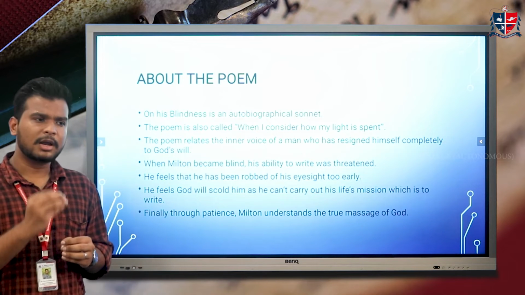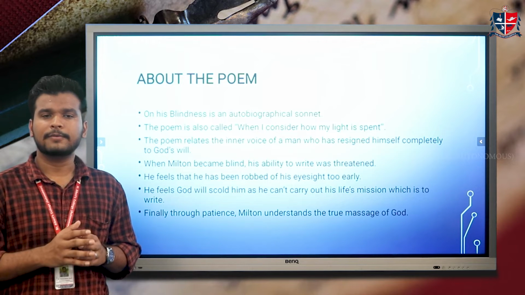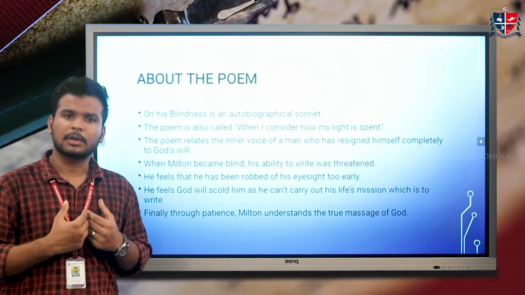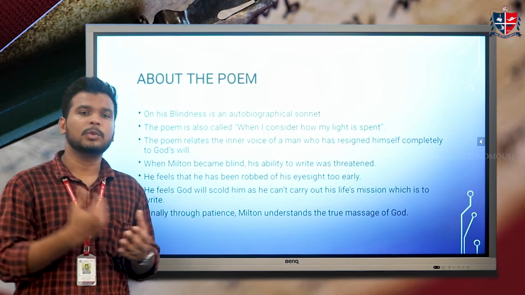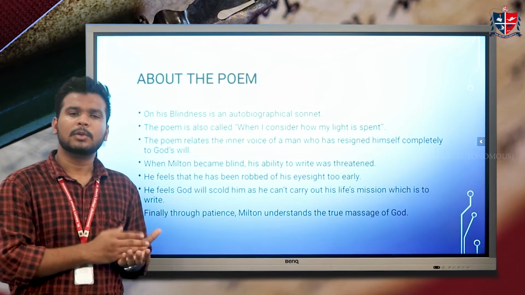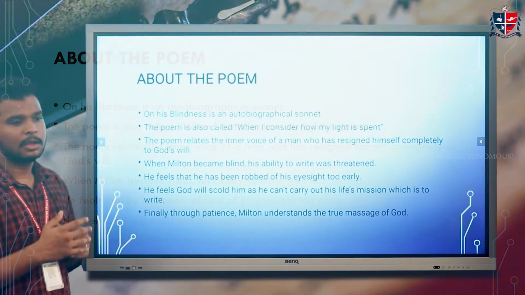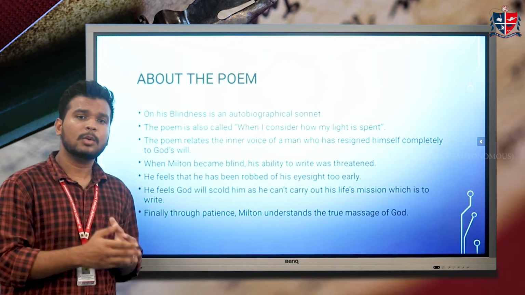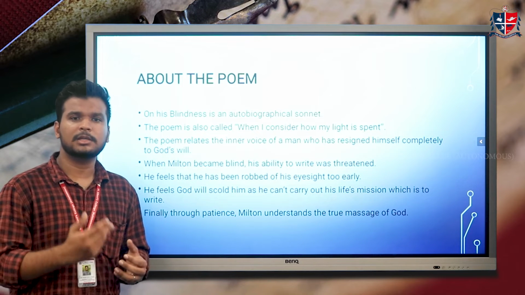It means that if you are unexpectedly given some trouble or burden, you have to accept that burden, because God has a plan for each and every one of us. Accept that burden. Try to live with it. Try to create something out of it, because those who wait will be rewarded. So, the poem relates the inner voice of a man who has resigned himself completely to God's will. When Milton became blind at the age of 43, his ability to write was threatened. Now he's scared because he doesn't know how he's going to write poems or literature in the future.